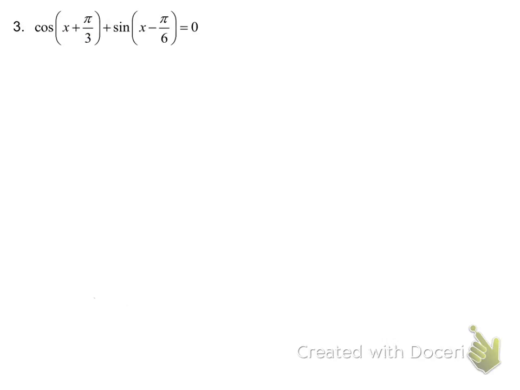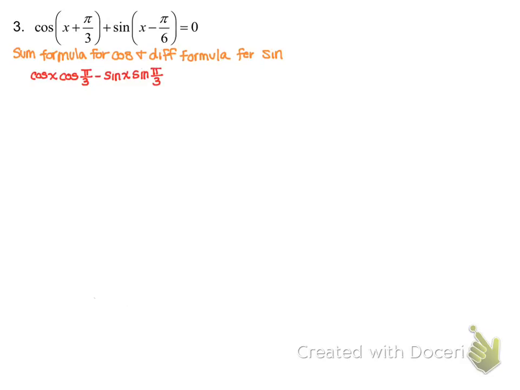Okay, so for number 3, we're going to start by using the sum formula for cosine and then the difference formula for sine. So the sum formula for cosine is going to give us cosine x times cosine of pi over 3 minus sine x times sine of pi over 3. And then we have a plus.